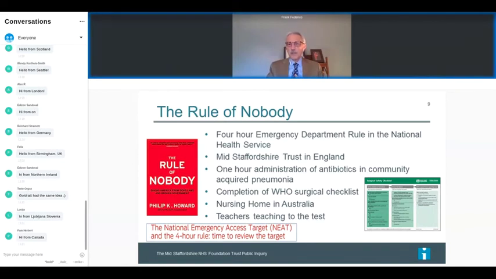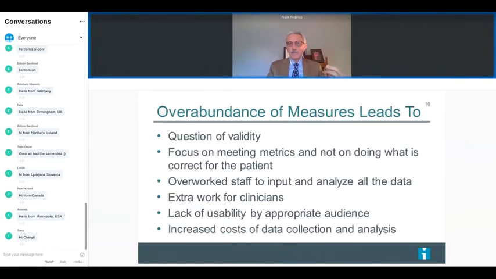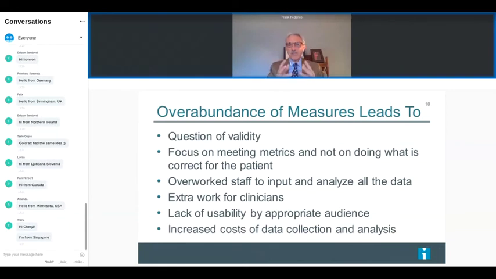We have many examples where, for example, in the United States, teachers are required to ensure that their students meet a particular test grade, but yet what they're doing is they're teaching the students how to pass the test rather than how to gain knowledge and learn. The overabundance, as I said, leads to the question of the validity of the measures, that we're focusing on the metrics and not doing what is correct for the patient.